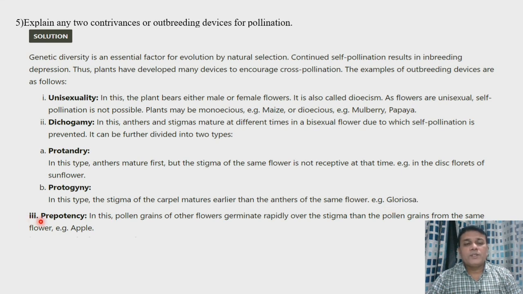Then the third contrivance is called prepotency. Prepotency means that pollen grains of other flowers germinate more rapidly over the stigma of the flower than the pollen grains from the same flower. An example of it is apple. So in prepotency, the pollen grains of the same flower do not germinate, while the pollen grains from other flowers germinate on the stigma. This condition is called prepotency.